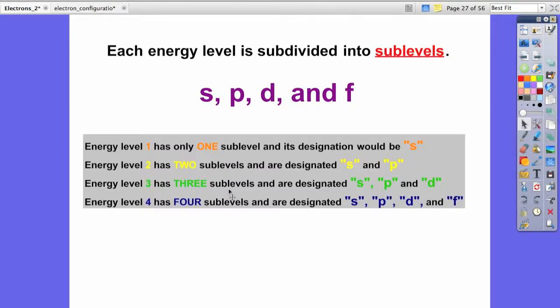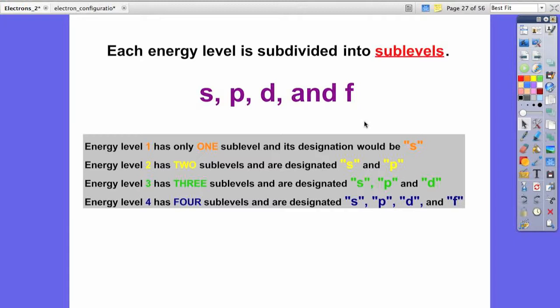Energy level 1, let me put it back up. Energy level 1 has only one sub-level, and its designation would be the S. So now we're filling out the second page of C14. We are in the middle of the second page of C14.